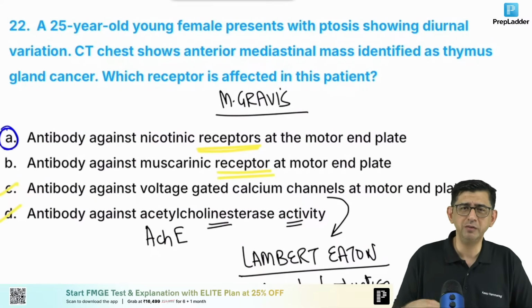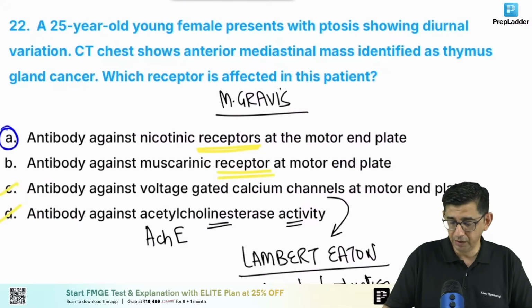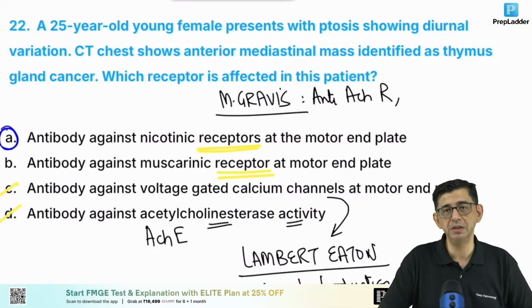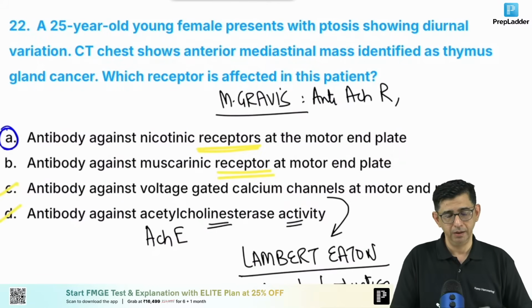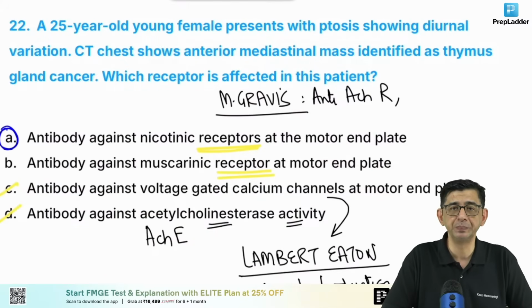When you read the word muscarinic, you read about secretions, right? Here we are not talking about any secretions. We're talking about the neuromuscular junction. So it's going to be nicotinic receptors which are affected. The antibodies present here are called anti-acetylcholine receptor antibody. Hit the comment button. Tell me the second antibody in myasthenia gravis.